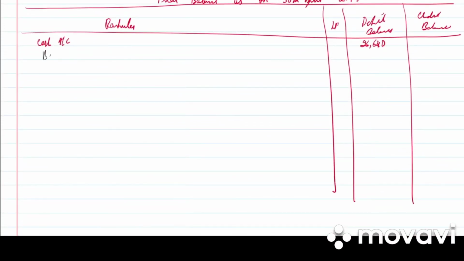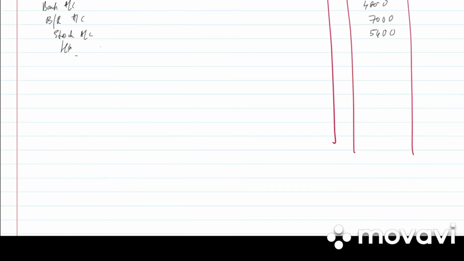So write down bank account, debit balance of 4,800. Bills receivable account, debit balance of 7,000. Stock account, debit balance of 5,400. Then we have Himanshu, 6,000 debit balance. Bills payable, credit balance of 2,000. Capital account 45,100. You need to write the full form. If you are writing short forms, your marks would be deducted.